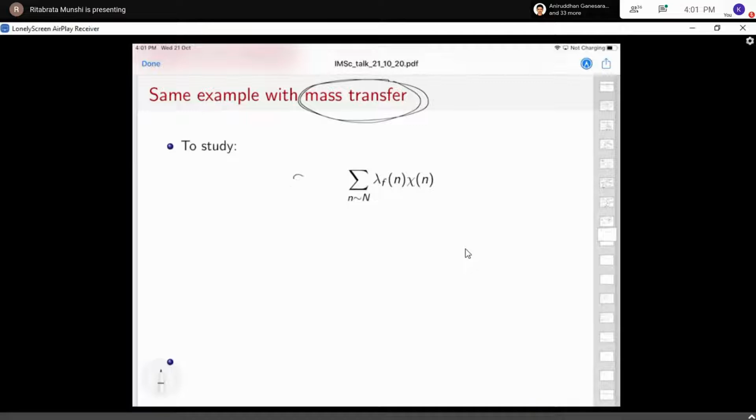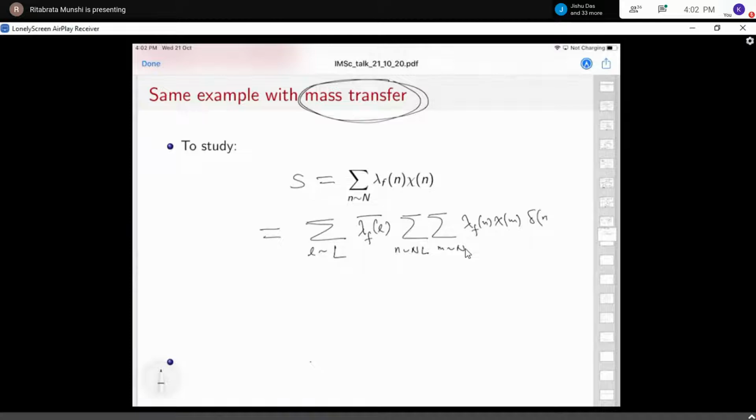So this is the sum that you want to estimate. Like before using the template, we apply a trick and then the template, and it gives you a much stronger result. So what is the idea? I'm going to first introduce a dummy variable, which I'll call L. L will be of size L, lambda f L bar. Then n is going to be of size N L, m is going to be of size N, lambda f n by m, and delta of n equals m L. Delta of n m L just means that n is equal to m L, otherwise it's vanishing.